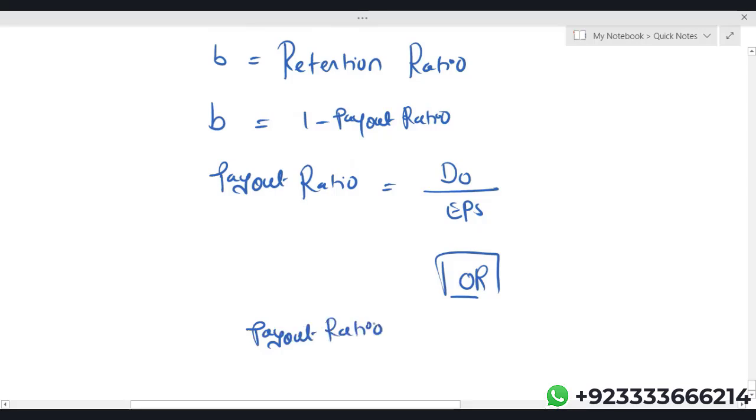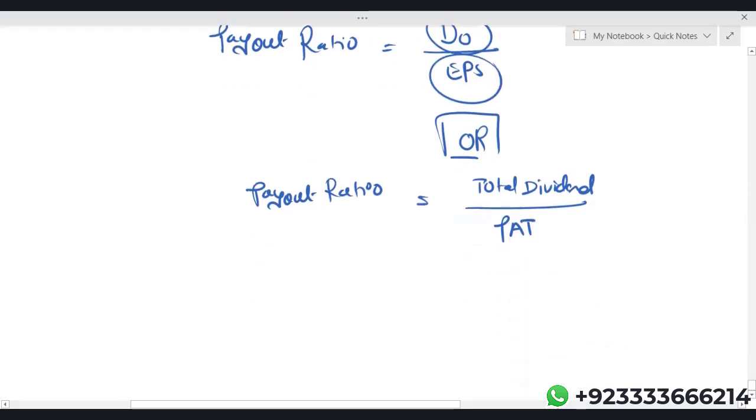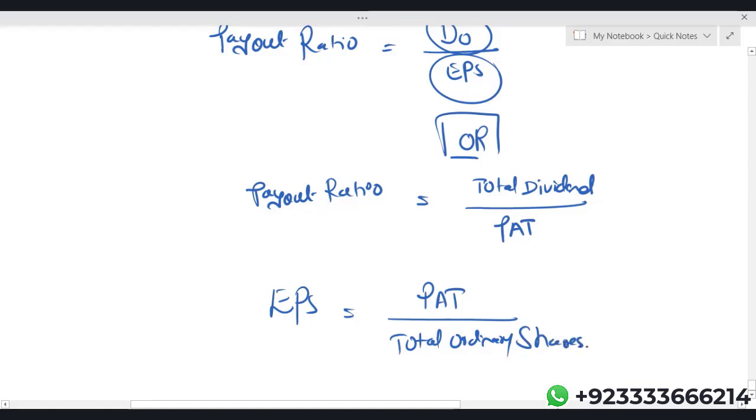If you have not been given data on per share basis, no issue at all. Take the total dividend which company is giving, divided by profit after tax, simply PAT. If information is given on per share basis, then we will take dividend per share upon earning per share. In AFM, even FM also, we simply calculate EPS, profit after tax, divided by total ordinary shares. Obviously, here we do not apply IAS 33. So in financial management, calculation of EPS is very simple.